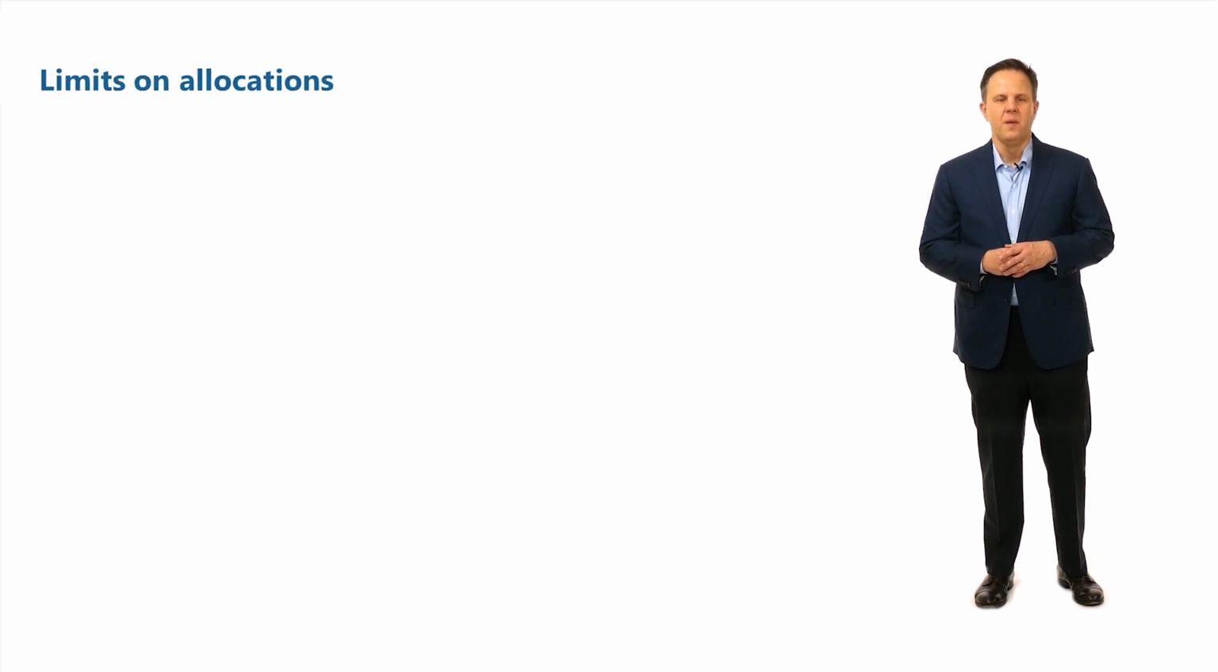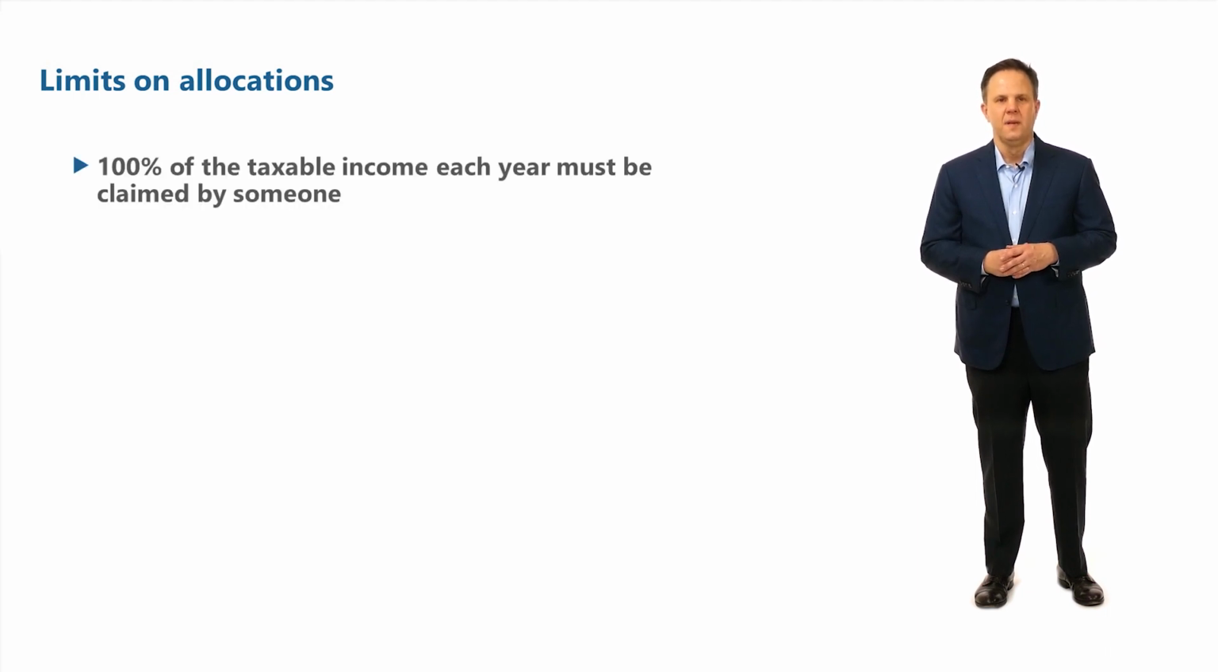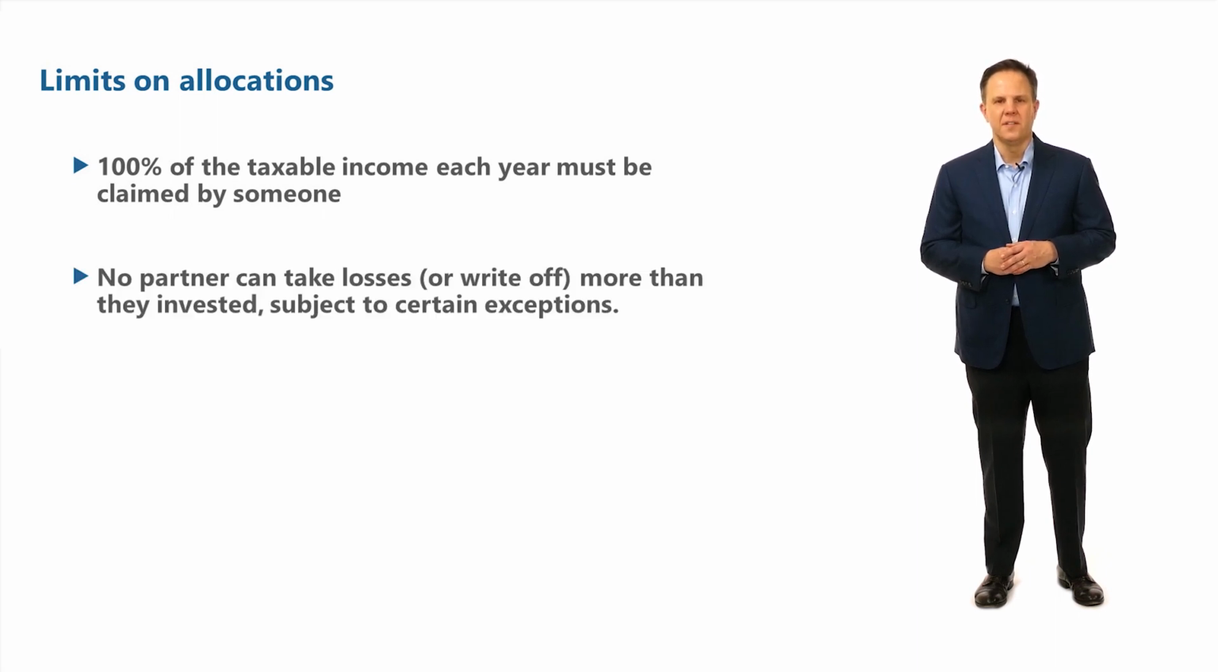Most notably, first, 100% of the partnership taxable income each year must be claimed by someone. Second, no partner can take losses, meaning tax write-offs, more than they have invested, subject to certain exceptions which will be discussed later. For example, if you invest $100 million of capital, you have $100 million of capital investment and you aren't permitted to take losses exceeding this $100 million.